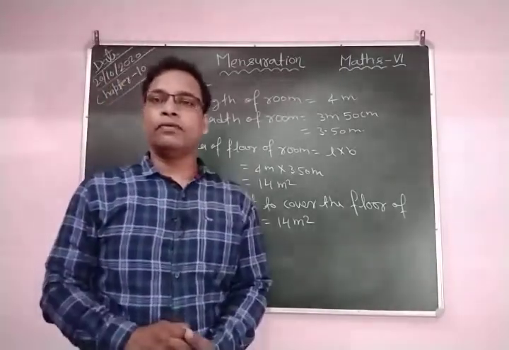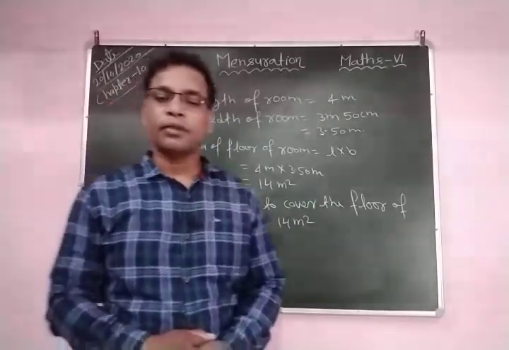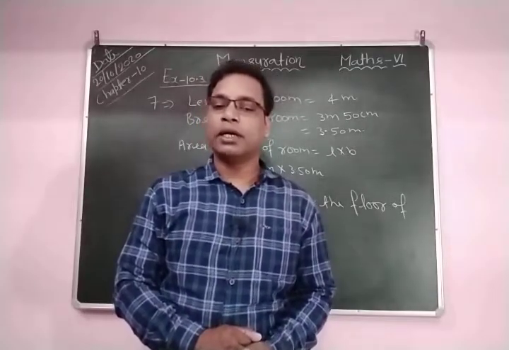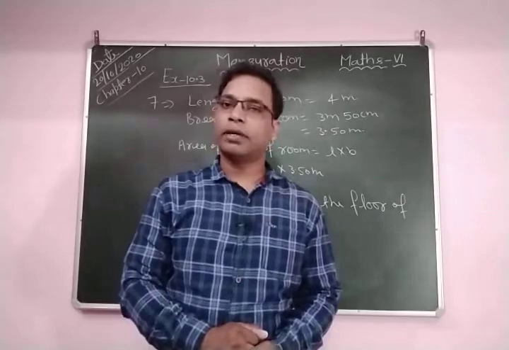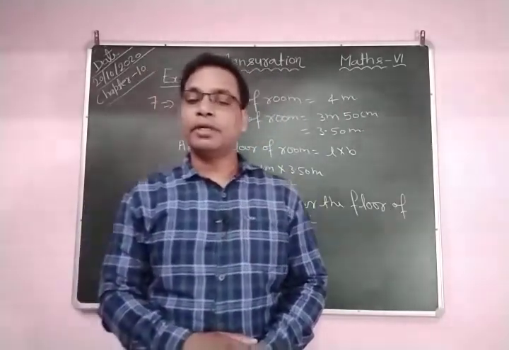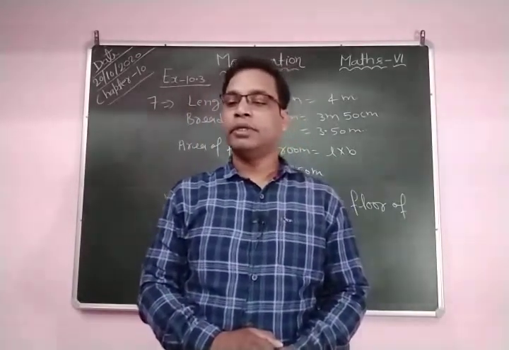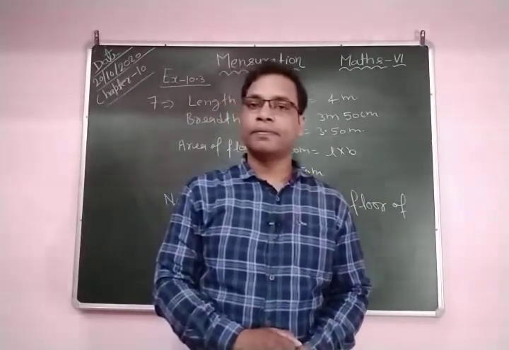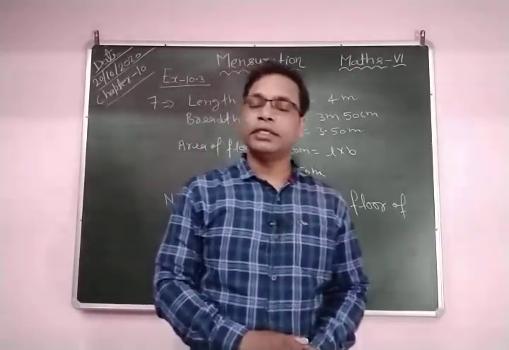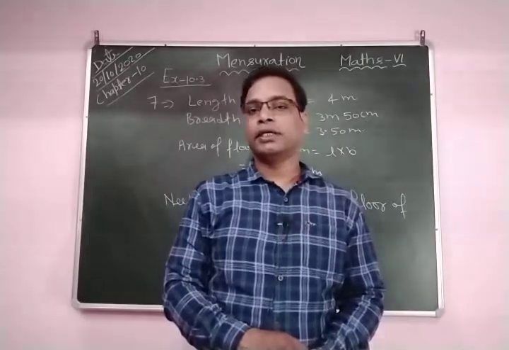Now we are going to discuss the next question, question number 8. Floor of the room is 5 meter long and 4 meter wide. A square carpet of side 3 meter is laid on the floor. Find the area of the floor that is not carpeted.